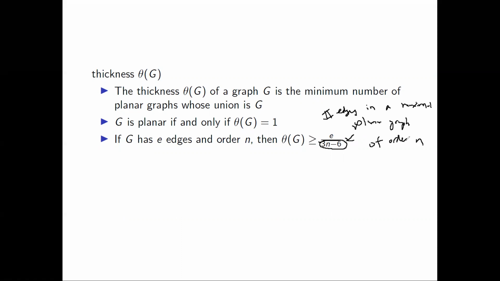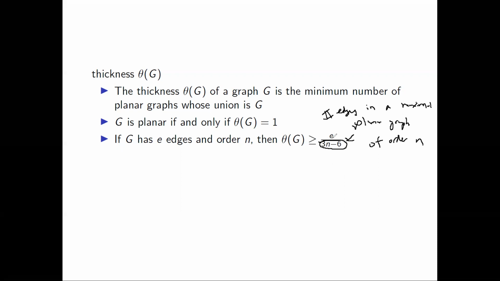So if you take any maximal planar graph of order n, it's going to have 3n minus 6 edges. And so any planar graph of order n has at most 3n minus 6 edges. So if we decompose G as a union of planar graphs, each of those planar graphs has at most 3n minus 6 edges in it.